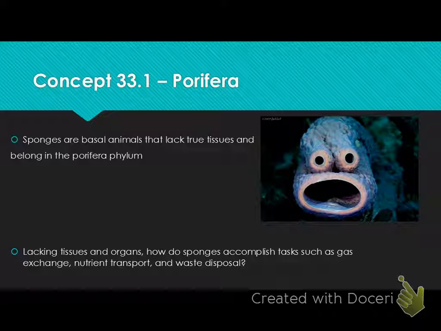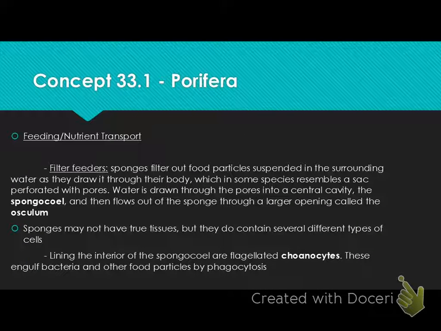In the concepts, it says, lacking tissues and organs, how do sponges accomplish such tasks like gas exchange, nutrient transportation, and waste disposal? So they are filter feeders. Sponges will filter out food particles suspended in the surrounding water as they draw it through their body, which in some species resembles a sac perforated with pores. Water is drawn through the pores into a central cavity called the spongocoel.